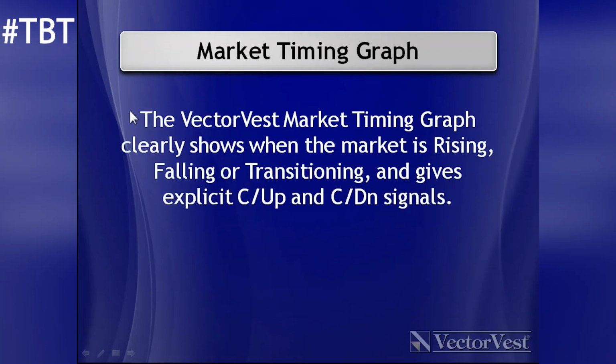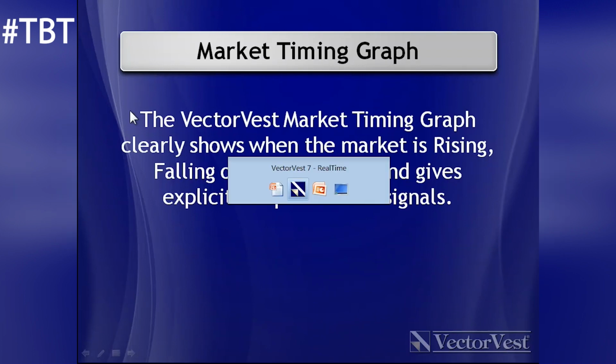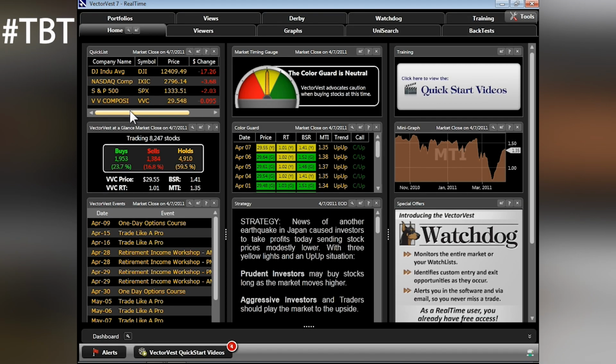So the market timing graph is going to be a key. Now what I want to do is go into VectorVest 7 at this point. So in VectorVest 7, of course, we got some market analysis right on the home page because it's that important. Brian did a great job of illustrating that yesterday and getting started, along with Greenlight Buyer.